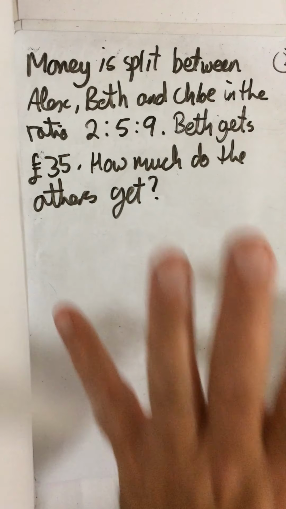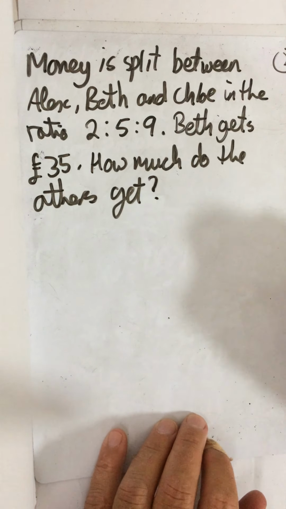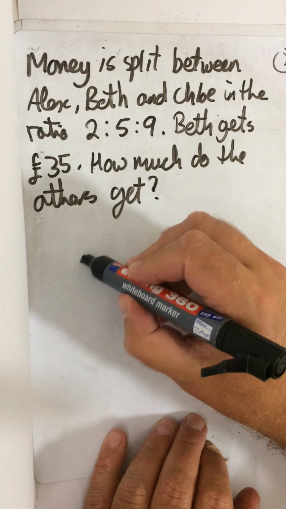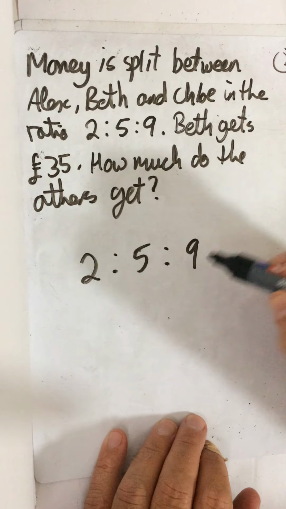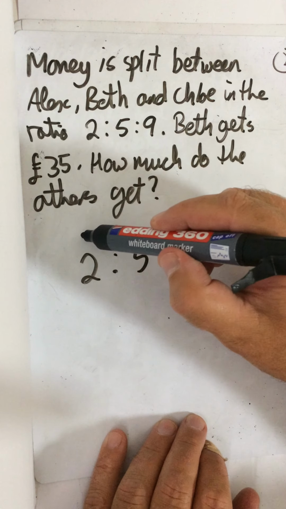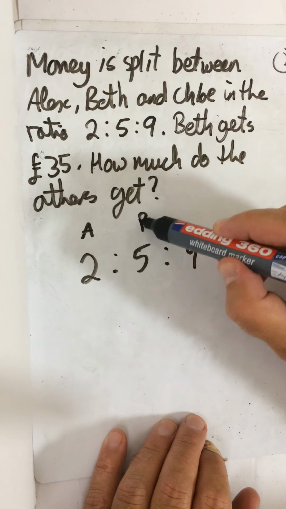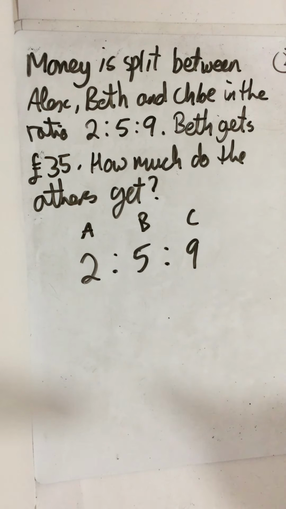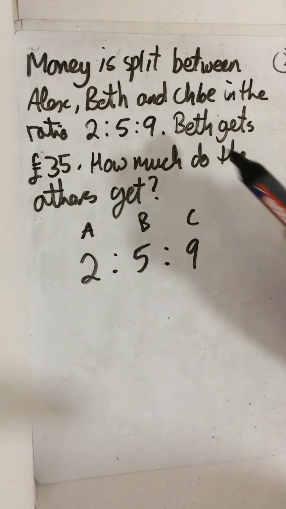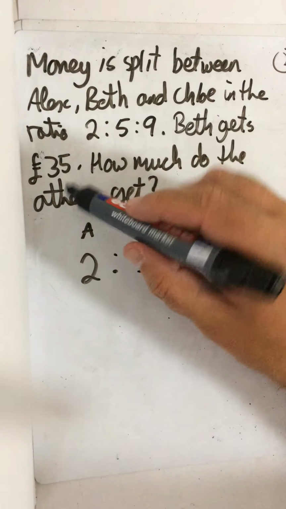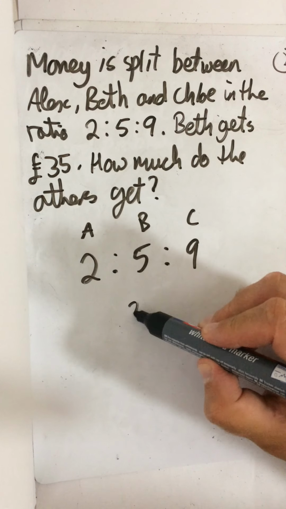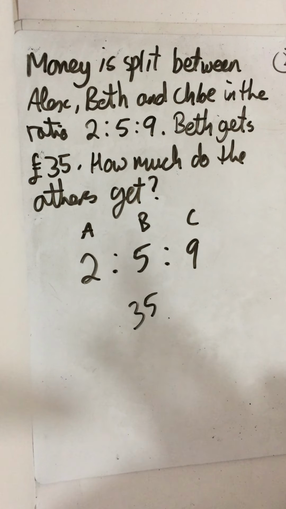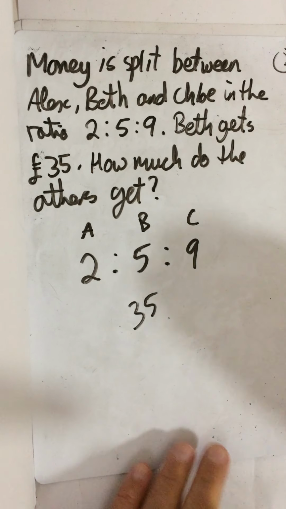Right, let's have a little look through it. A question like this, the first thing you do is write down that ratio. So the ratio is 2 to 5 to 9, and that's Alex, Beth, Chloe. So Beth gets £35. It's not telling me the total, it's just telling me what Beth got. So I'm just going to put 35 in there. That is all the information that I know, and all the information I need to get it correct, isn't it?